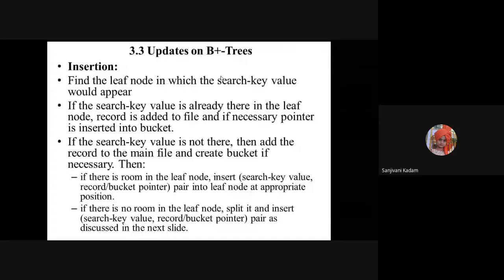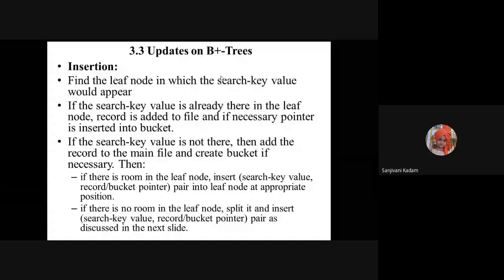If the search key value is not there, then add the record to the main file and create a bucket if necessary. If the current value doesn't exist in the table or index, then we can go for inserting at the appropriate position. If a split is required, then we can go for the split, create a bucket, and store that record or make our pointer point to the new record. Here, the cases for when to split and when not to split are shown.